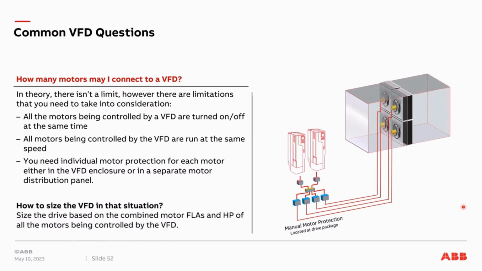How to size the VFD in this case? The size is based on the combined motors' full load amps and horsepower. So you take all the motors, calculate the full load amps by totaling them all up, and take all the motors' horsepowers and total them all up. And you size the ACH 580 for the horsepower and the full load amps.